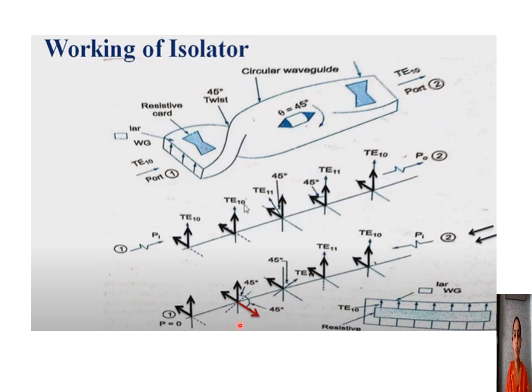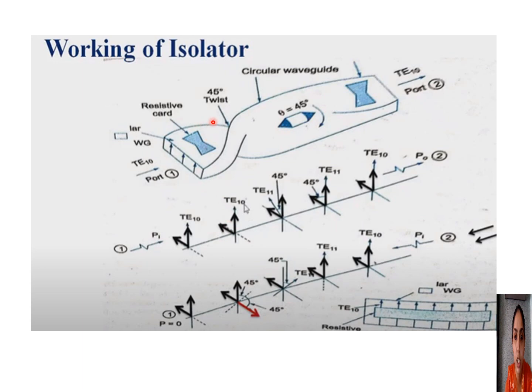As you can see from the two figures, the first figure explains what will happen if a wave is propagating from port 1 to port 2, and the second figure explains what will happen if the wave is traveling from port 2 to port 1. See the first case. Suppose we are providing an input from port 1. A TE10 mode is propagating here because of the rectangular waveguide. So what happens?